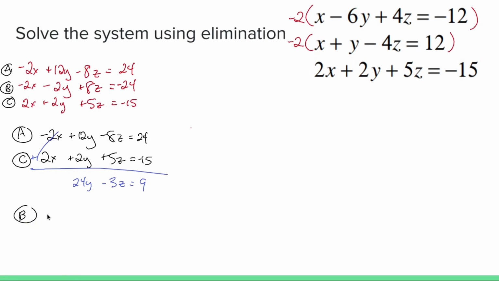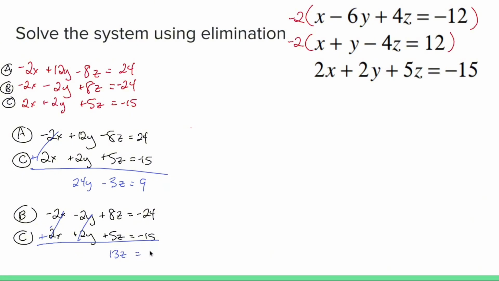Okay, row B is negative 2x minus 2y plus 8z equals negative 24. Row C is going to be positive 2x, positive 2y, how nice, 5z, and negative 15. If I add these two rows, double magic happens, right? You'll cross out and you'll cross out. You'll become 13z, and you will equal negative 39. Which, if I want to kill two birds with one stone, divide by 13, z is going to equal negative 3 down there in the green.